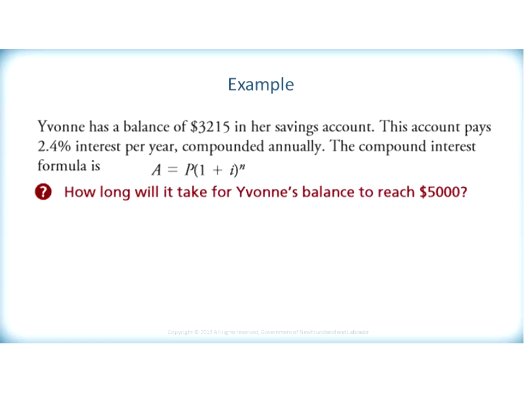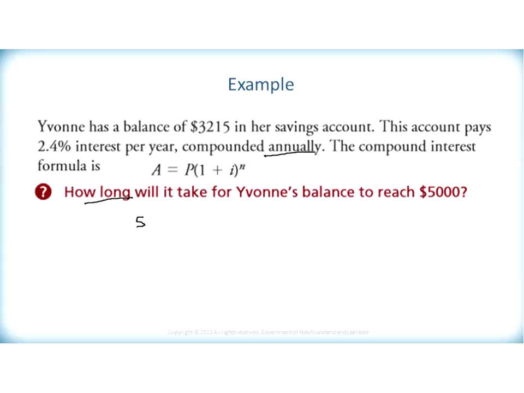Yvonne has a balance of $3,215 in her savings account. This account pays 2.4% interest per year, compounded annually. The compound interest formula is this. How long, it's asking us for time, how long will it take for Yvonne's balance to reach $5,000?